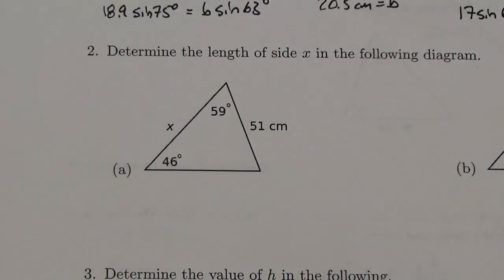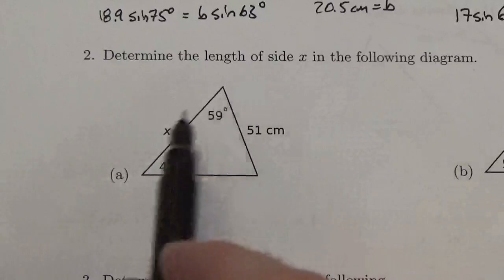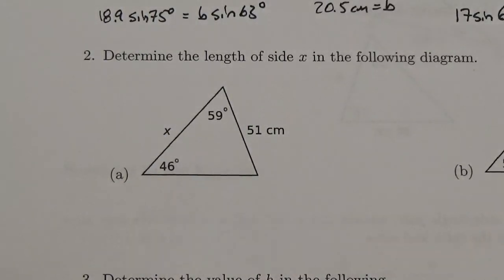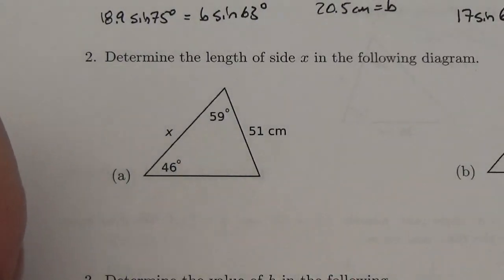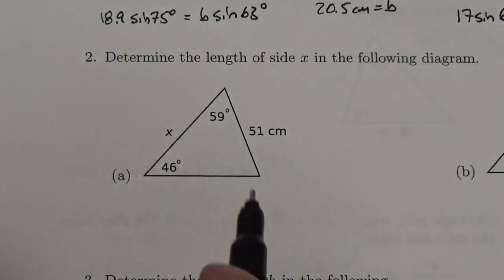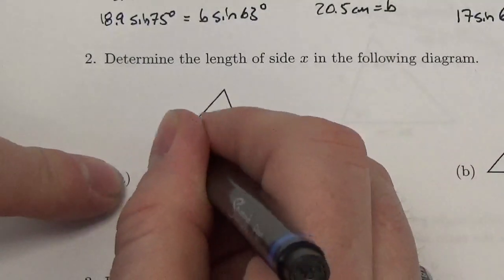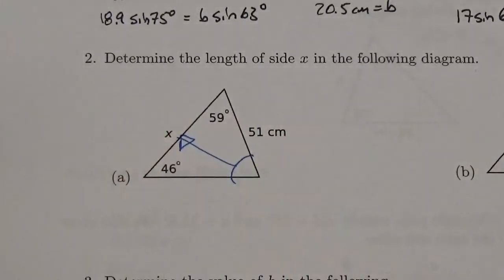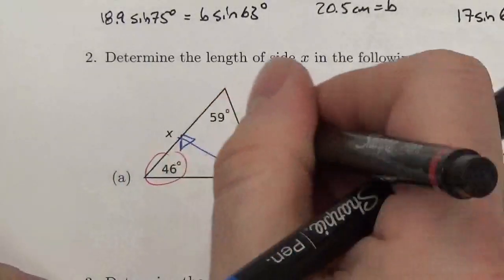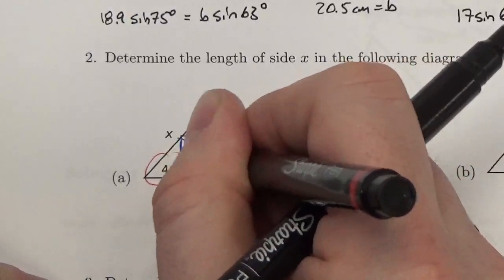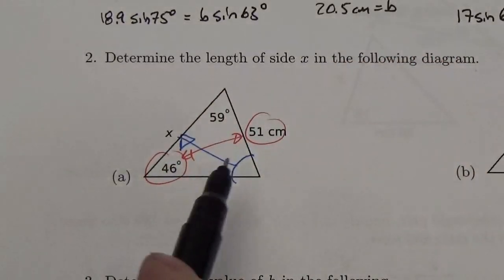Okay, so now in this question, the labeling is a little bit less specific here, and that's totally okay. It says determine the length of side x in the following diagram. Okay, well, to get side x, I need the angle opposite it, and I don't have that. I've got this angle and the side opposite it, which is great, but I don't know that angle.